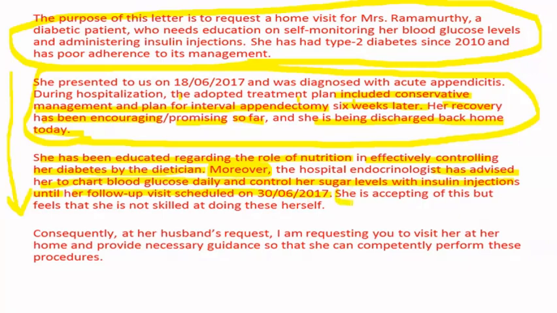Then the factor, she is accepting of this but feels that she is not skilled at doing these herself. That means she knows she wants to do this, but she thinks that she's not able to do this by herself. That is why you are requesting this person to go home and teach them, right? So, as a consequence to that, because of this, she is accepting and she feels that she is not skilled. Consequently, at her husband's request, I am requesting you to visit her at home and provide necessary guidance so that she can competently perform these procedures.